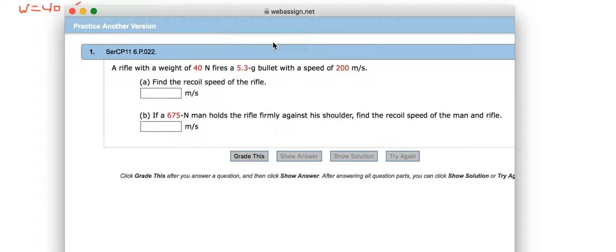A rifle with a weight of 40 newtons fires a 5.3 gram bullet with a speed of 200 meters per second. Find the recoil speed of the rifle in meters per second. So we have a rifle that weighs 40 newtons and a bullet that weighs 5.3 grams. So the first thing you want to do is convert that 5.3 grams into kilograms. So the mass of the bullet will be MP, 5.3 divided by 1,000.